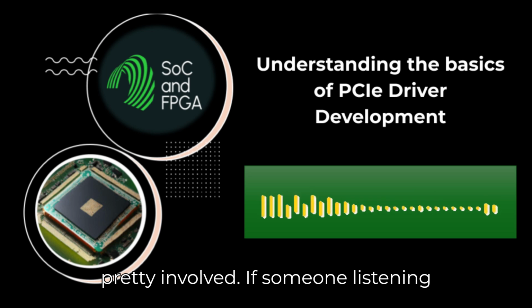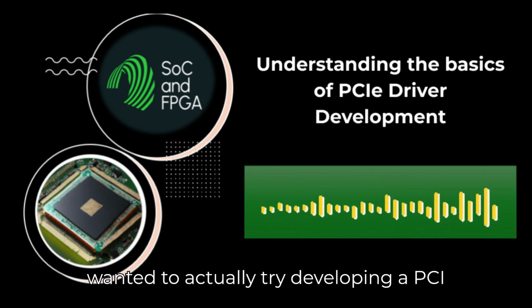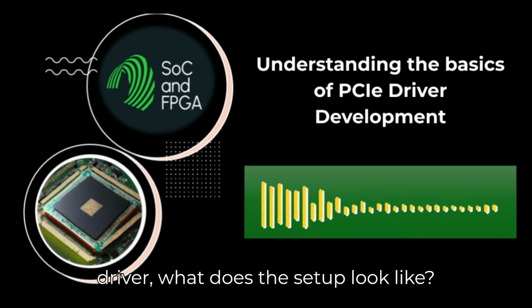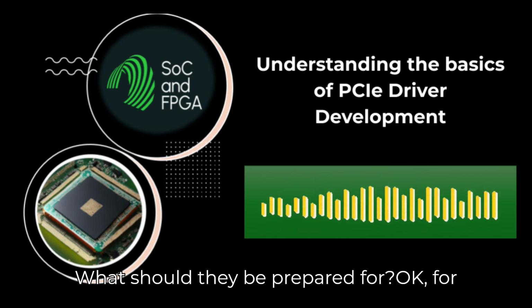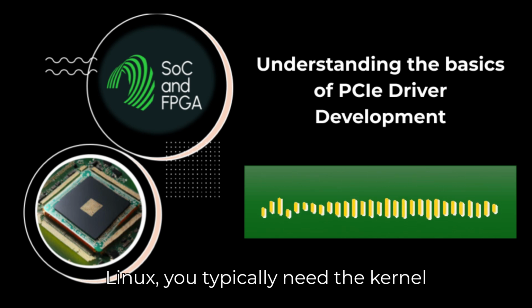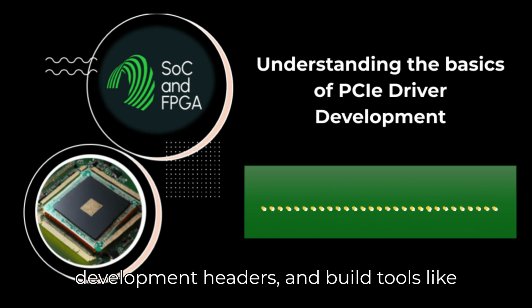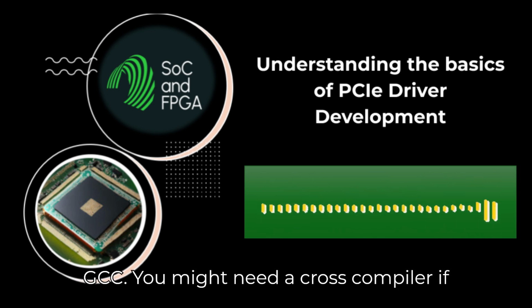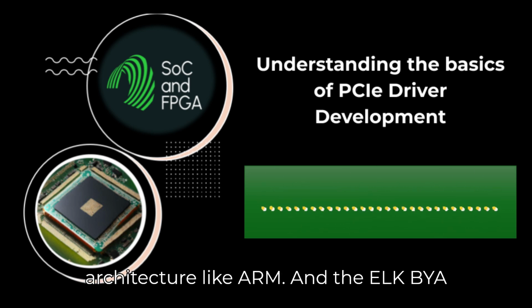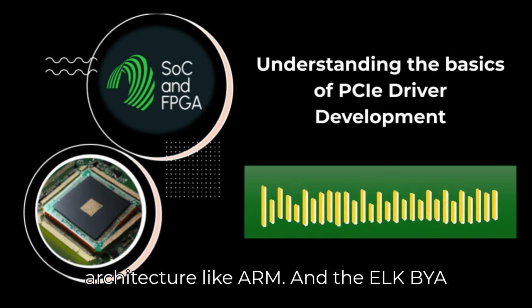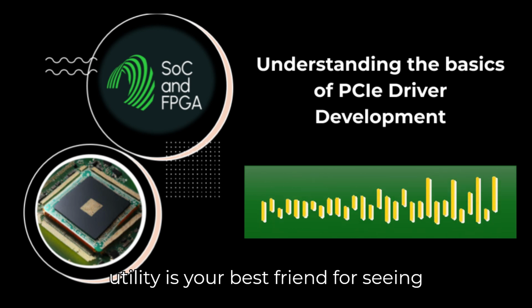This all sounds pretty involved. If someone listening wanted to actually try developing a PCI driver, what does the setup look like? What should they be prepared for? Okay, for Linux, you typically need the kernel source code for your target version, the development headers, and build tools like GCC. You might need a cross-compiler if you're building for a different architecture like ARM, and the lspci utility is your best friend for seeing what's on the bus.